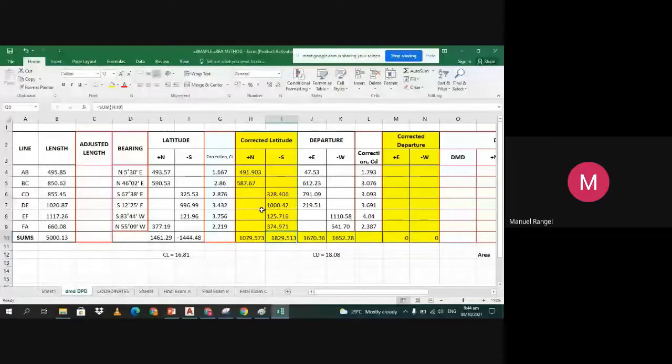Okay. Now the departure. Departure is 47 in the east. So 47.53 minus 1.793 is 45.707. Okay, next. 737.